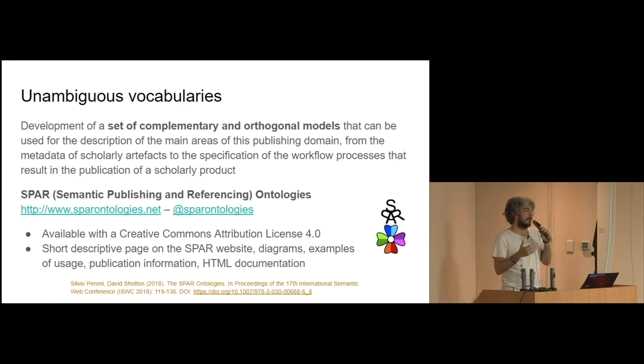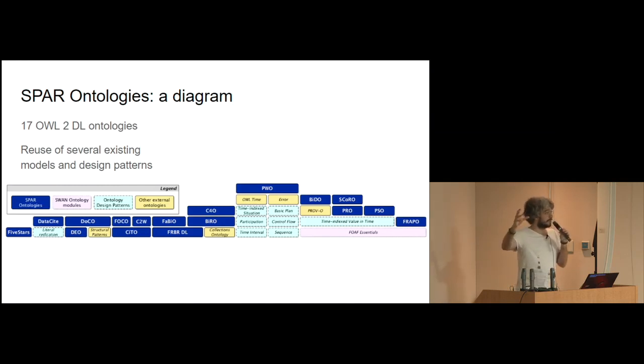In order to formalize these specific vocabularies for citations and beyond, honestly, we developed together with David Shotton, starting in 2010, a set of complementary and orthogonal models called the SPAR Ontologies in order to describe the various aspects of the publishing domain, including citations. All these models, or ontologies as we refer to them, are available under a Creative Commons Attribution License. That means they are totally open access, and anyone can reuse them for any purpose basically. We have also created a website that contains a lot of descriptions of the ontologies, some examples of usage, the documentation, and this kind of stuff in order to help possible adopters to use these ontologies for their own purposes.